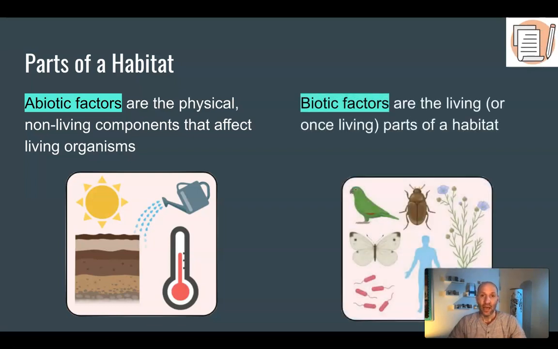In addition, habitats have biotic factors. Again, bio means life, so the living factors. That might include things like the plants and animals, all the way down to things like bacteria. Biotic factors also include once living parts of a habitat.